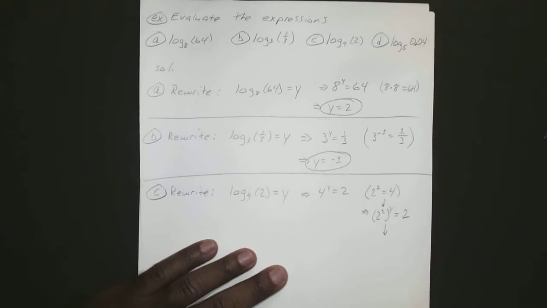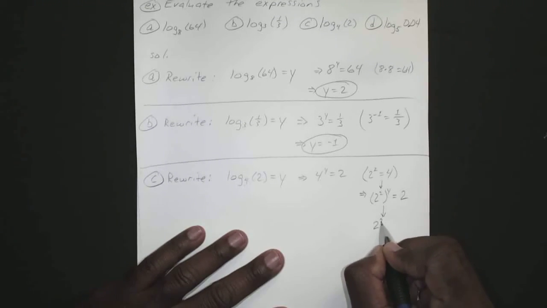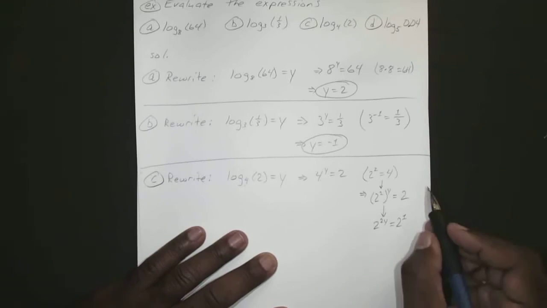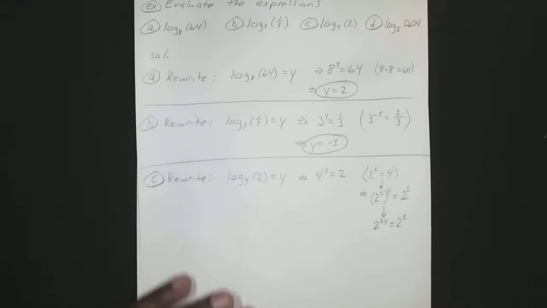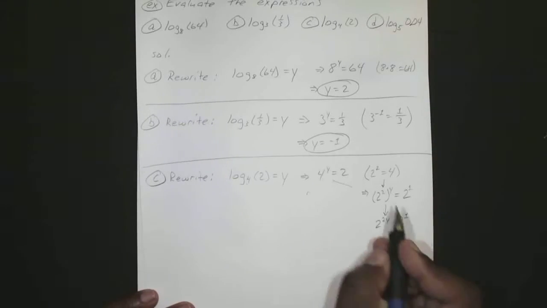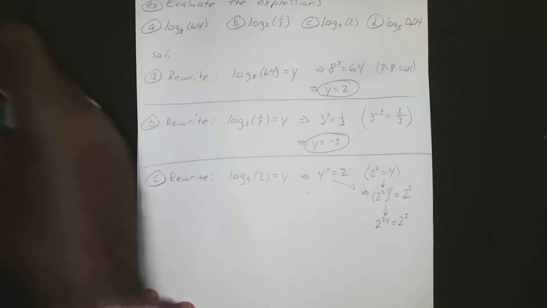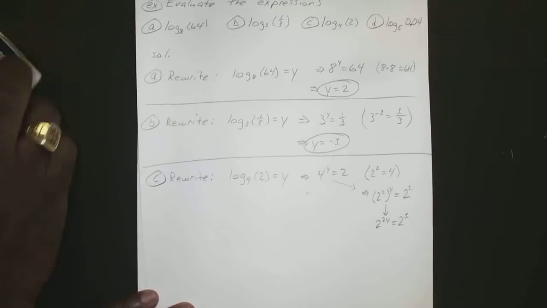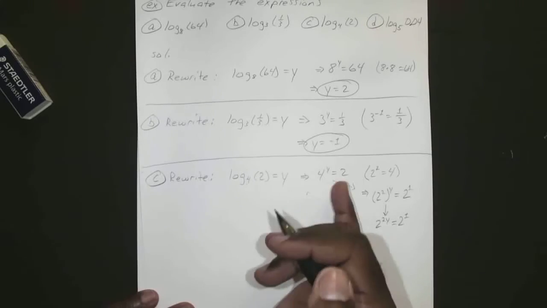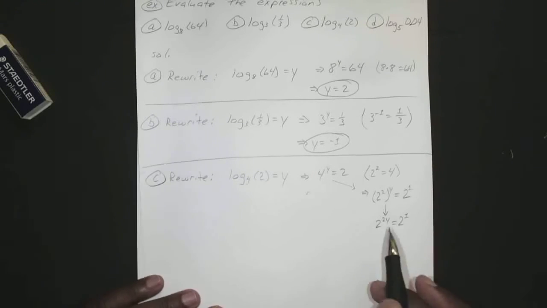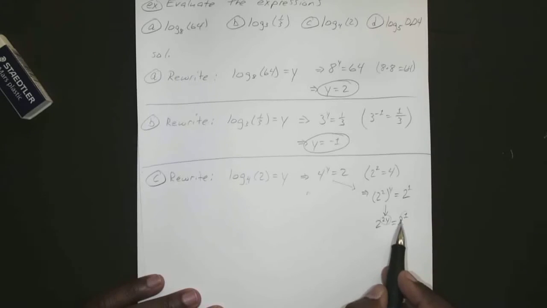Which, just by our exponent rules, 2 to the power of 2y equals 2 to the first power. 2 is just 2 to the first power. I should have written that over here, so erase this arrow, because that should have been over here. Okay, so the only way this could be true is if 2y is equal to 1.